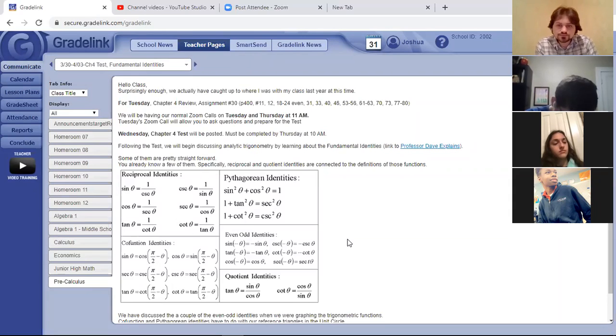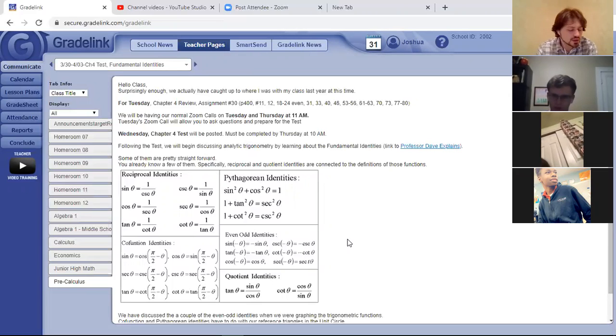And then 61 through 63. State the amplitude, period, phase shift, domain, and range of the sinusoid. So domain and range should be pretty straightforward. Amplitude, period, and phase shift you need to get from the equation itself. You may want to look back at graphing those, which was 4.4.